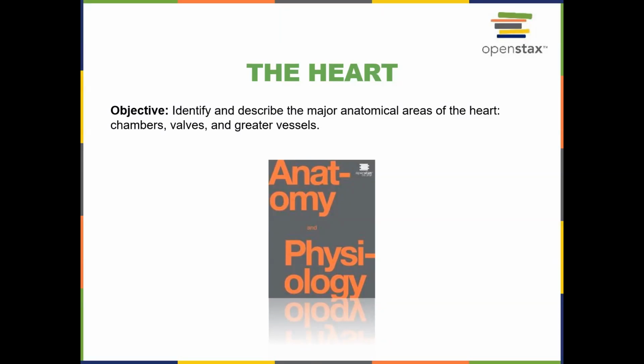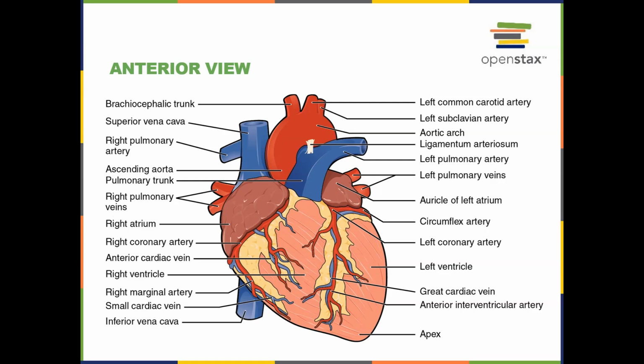This video will cover the following objective: identify and describe the major anatomical areas of the heart, chambers, valves, and greater vessels. Blood flows through veins into the superior chambers of the heart called the atria.